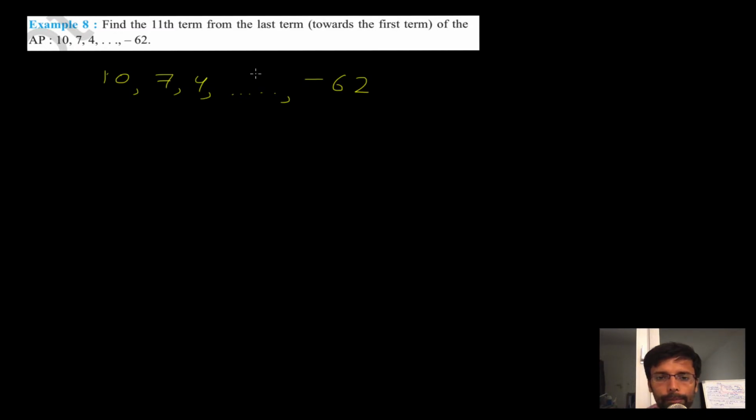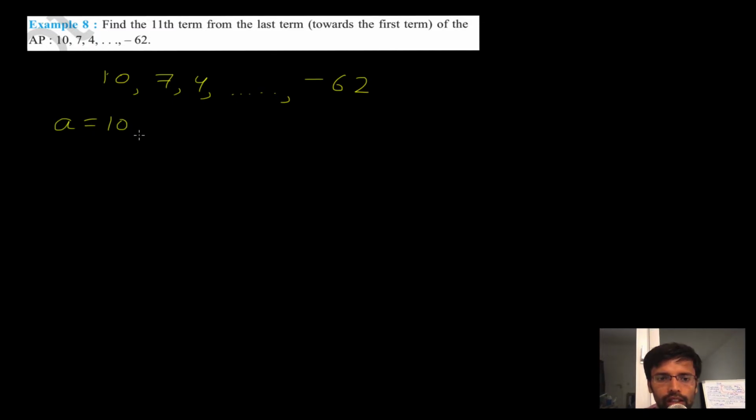We need to get the 11th term from this side. One approach would be first to find how many numbers are there in this AP. We know the first term, we know the common difference, we know the last term. So we should be able to figure out how many terms are there. And once we find how many terms there are, the last n, then we just need to interpret which term would be the 11th term from the end. And once we have that n value, then we can easily find the value for that term.